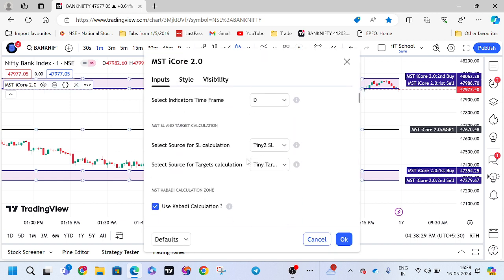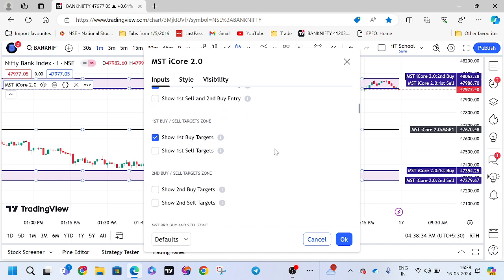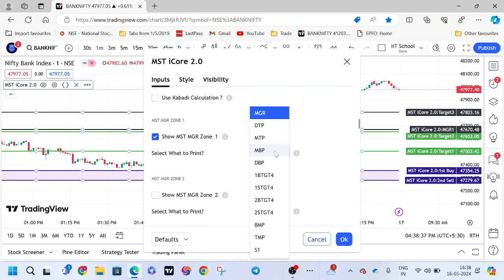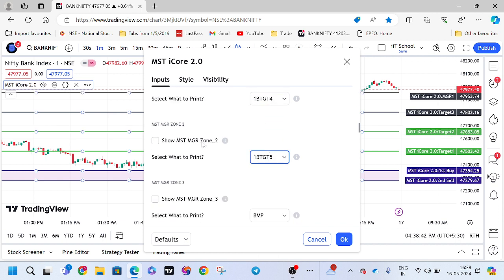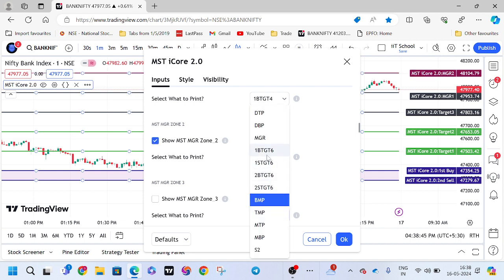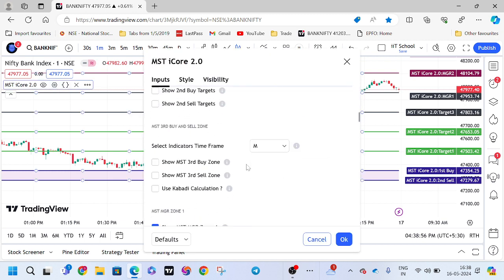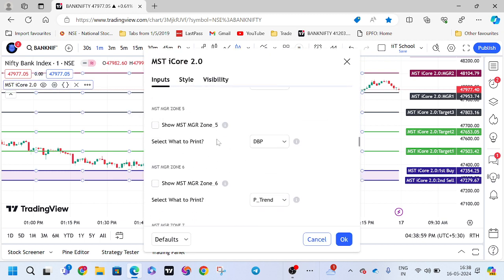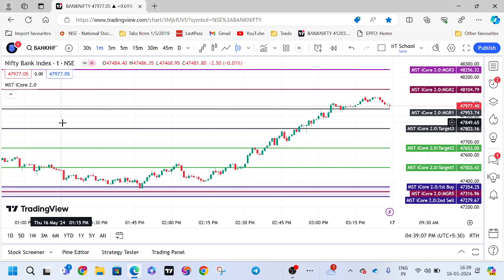So now what I will do, I will enable the targets. I will enable this first. I will disable the sell zone. I will also add the targets. First target 4, first target extra 5, and first target 6. So like this I will keep on adding the targets. So now you see all the 3 targets almost hit, all the 6 targets almost hit. If you want to know the pivot point between the first buy and the second sell, for that also we have the option. So this is with respect to the noon market.